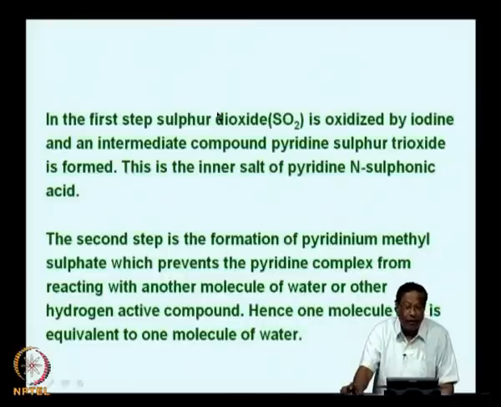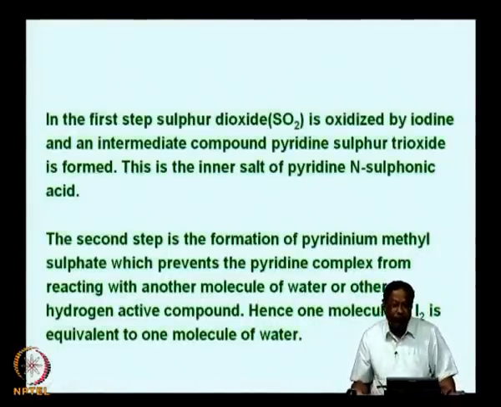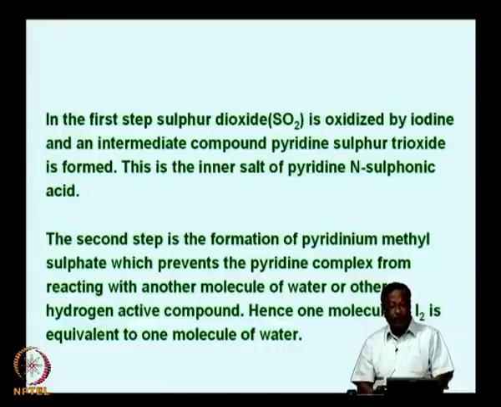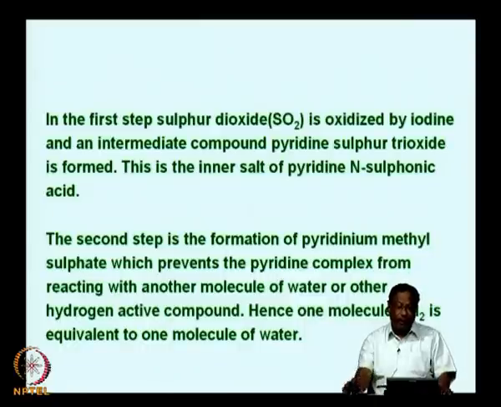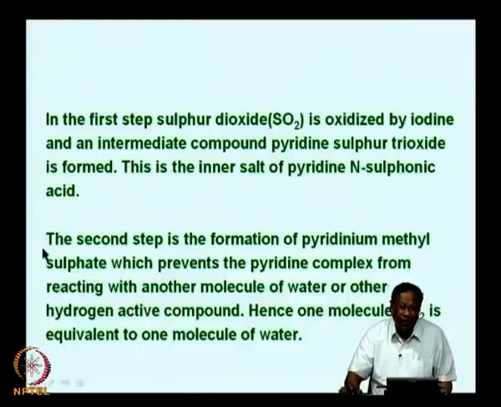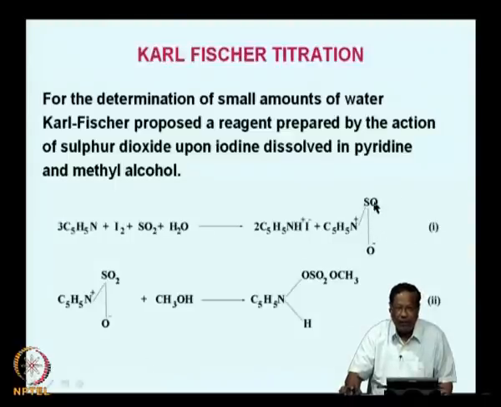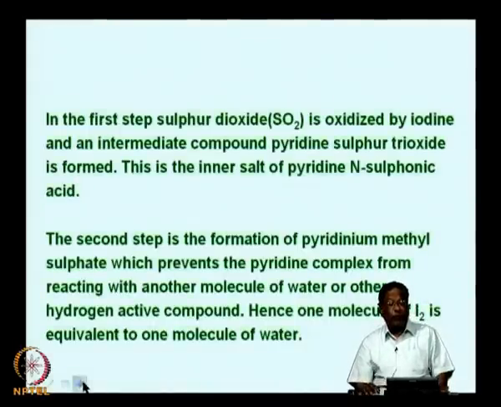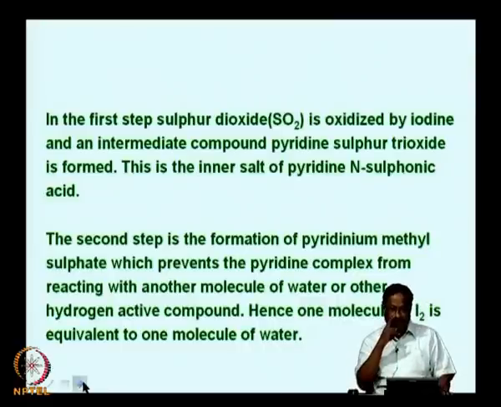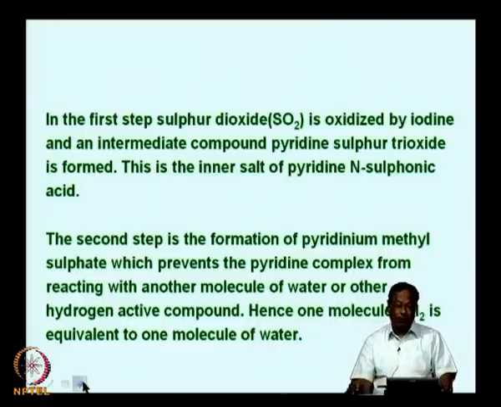So, in the first step, sulfur dioxide is oxidized by iodine and an intermediate compound, pyridine sulfur trioxide, is formed. This is the inner salt of pyridine and sulfonic acid, which is very easily understood. This one, C5H5N+ SOO-, is the inner salt of pyridine N-sulfonic acid. The second step is the formation of pyridinium methyl sulfate, which prevents the pyridine complex from reacting with another molecule of water or other hydrogen active compounds.